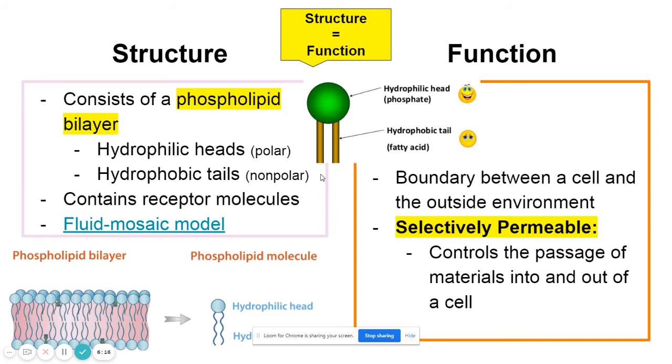So selective permeability, or the word selectively permeable, means that substances that can come in and leave the cell are controlled, okay, by the cell membrane. The cell membrane, in other words, controls what is able to come in and what is able to leave the cell. It is selectively permeable.